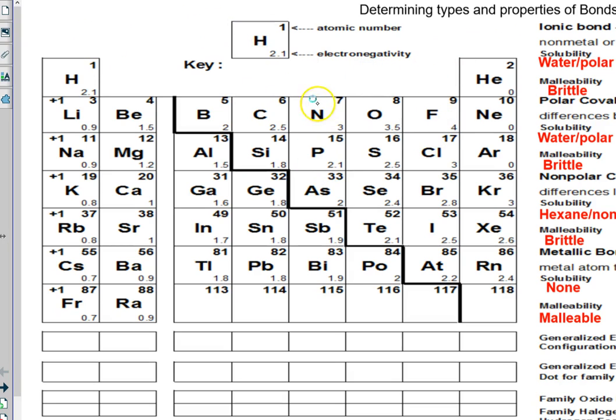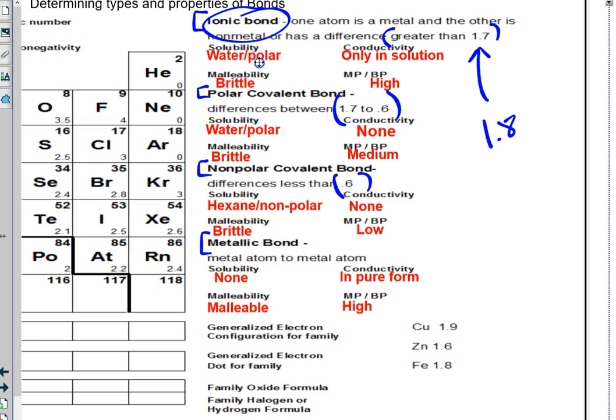Let's do one that's not ionic. Let's say we have nitrogen and oxygen. Oxygen's at 3.5. Nitrogen's at 3. 3.5 minus 3 is 0.5. That is smaller than 1.7. It is not between these two values, so it is less than 0.6. So any combination of N and O would be a nonpolar covalent bond. Okay.